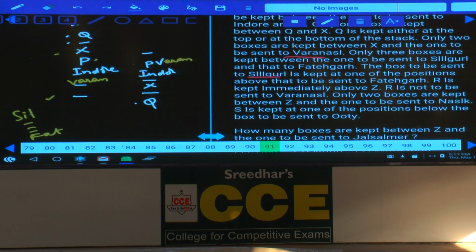Or can Fatehgarh be here? No. Hence Fatehgarh is not possible at any one of the places. Hence Fatehgarh is at the last, 1, 2, 3, and this X is Siliguri. Done with this? Because only 3 boxes are in between Siliguri and this one.